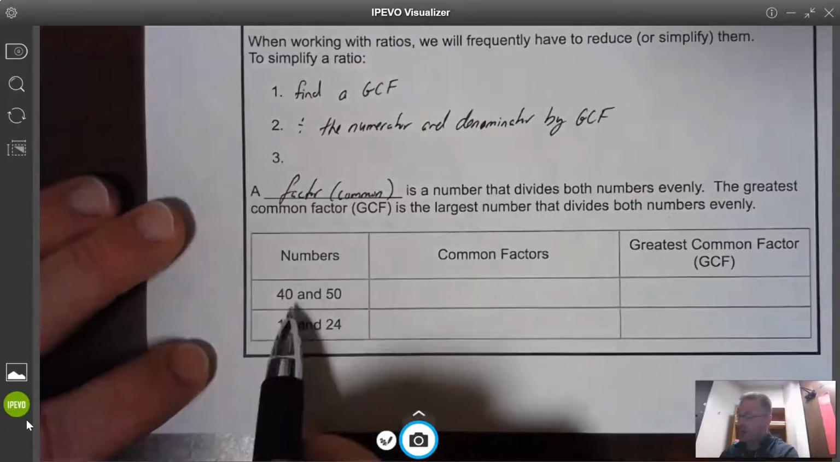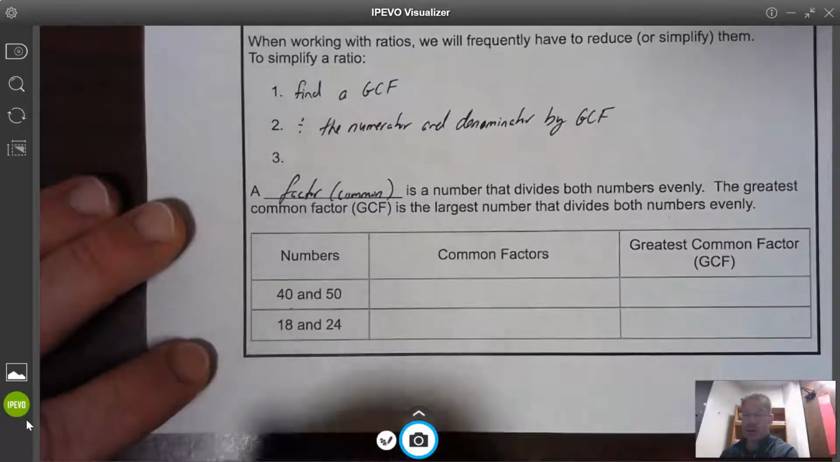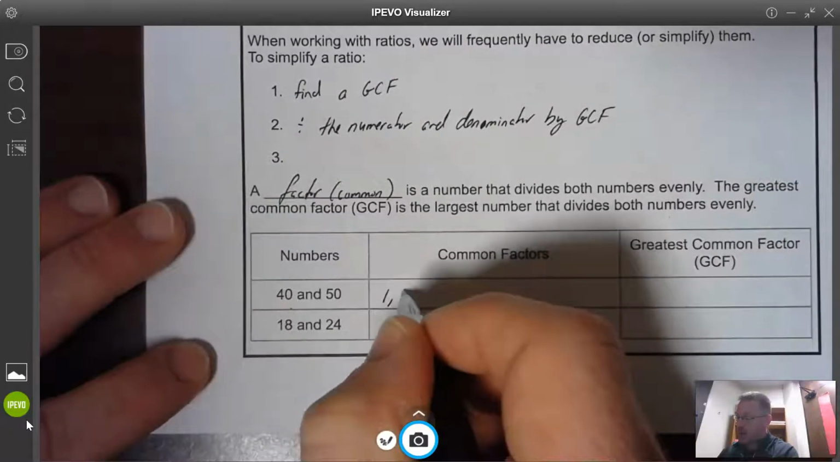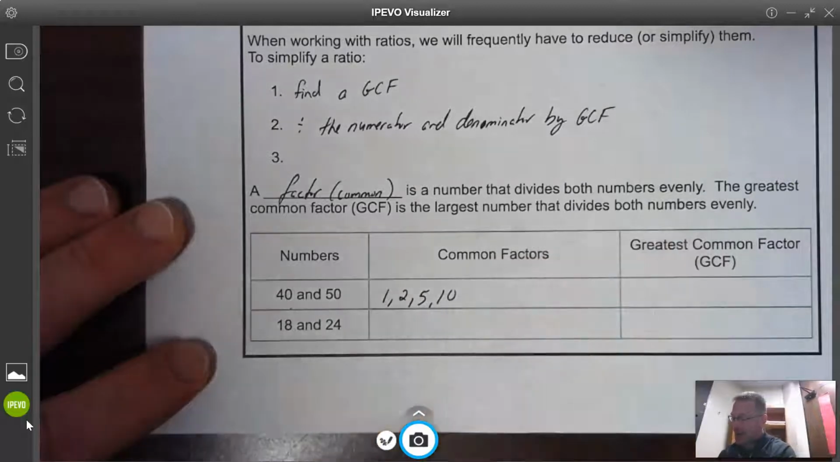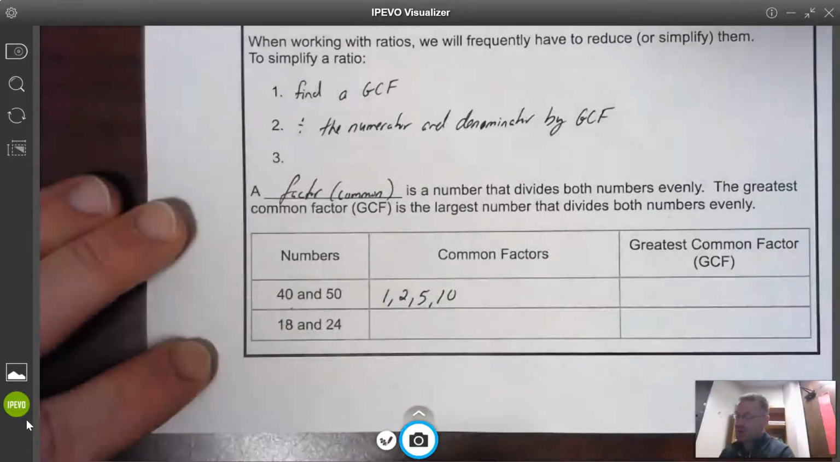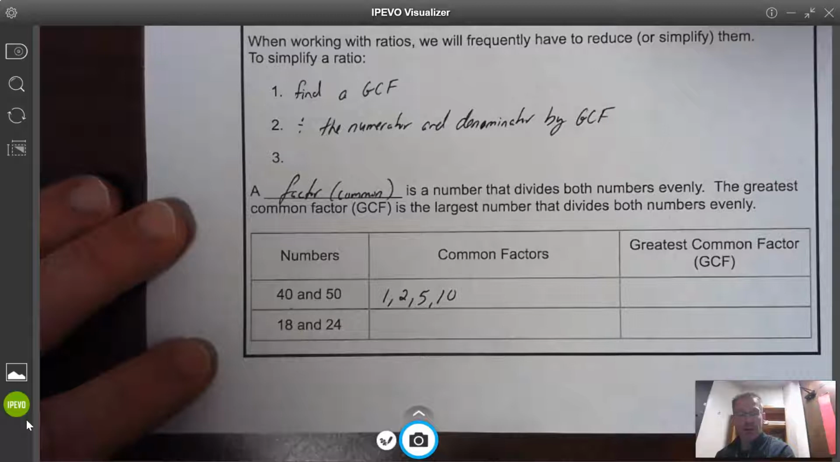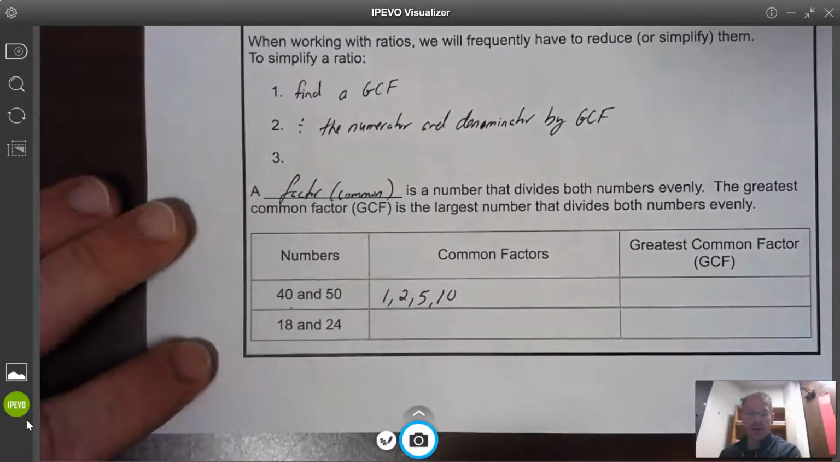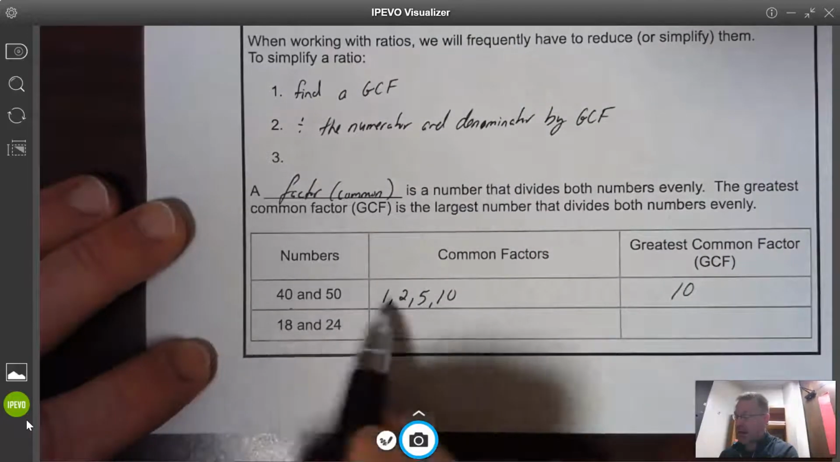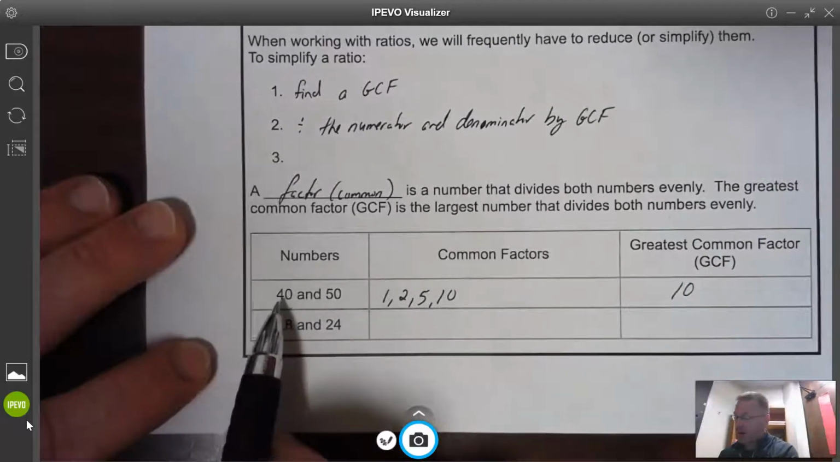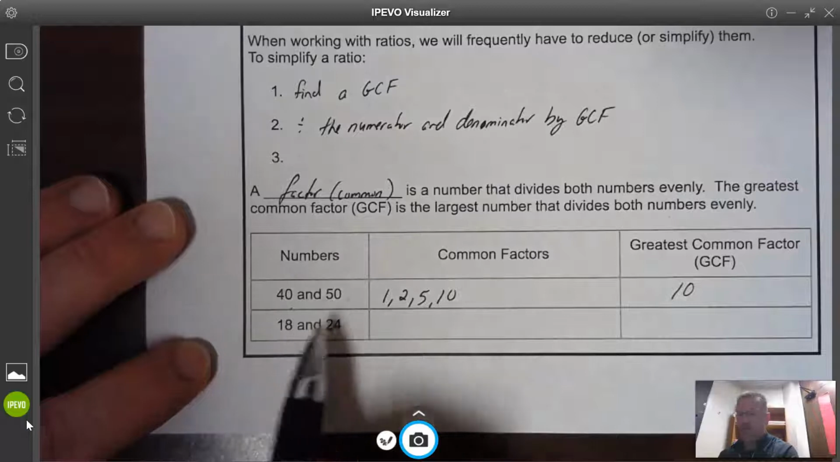So when we think about 40 and 50, we think about common factors. We'd have 1, we'd have 2, we have 5, and we have 10, I believe, would be all of our common factors. And so the greatest common factor would be 10. So that would divide both, and notice if I divide 40 and 50 by 10, I get 4 to 5.